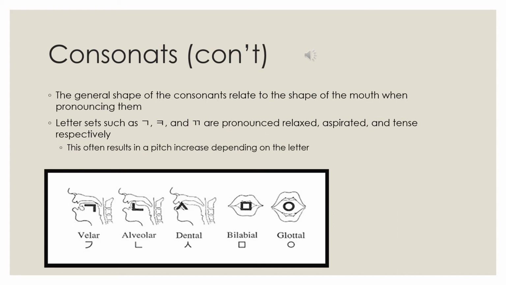And as I said in the last slide, letters such as ka, ka, and ga are pronounced relaxed, aspirated, and tense, respectively. And many Koreans, when pronouncing these, have a pitch change in their voice depending on the letter, with the ka sound being the lowest, ka sound being in the middle, and ga at the top.